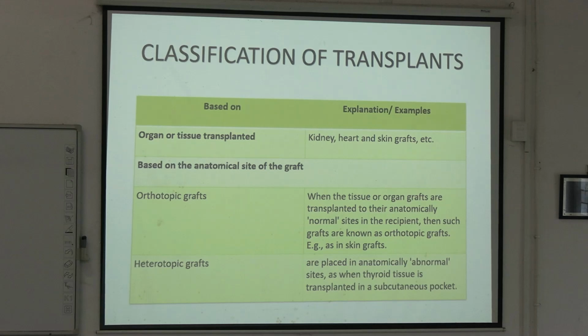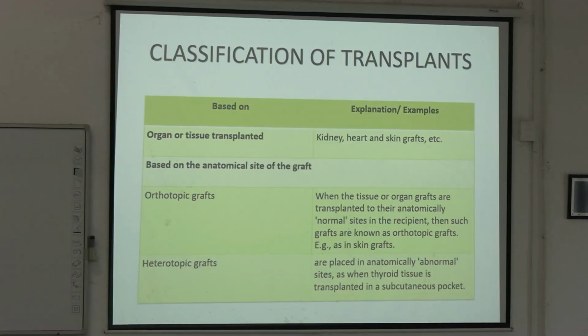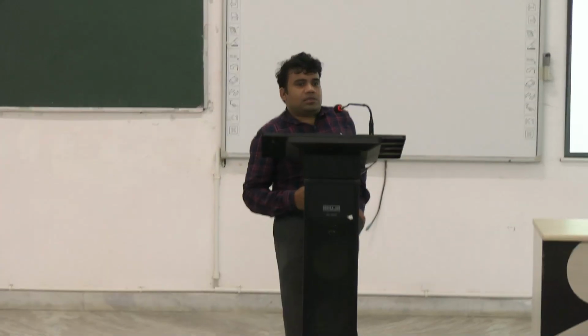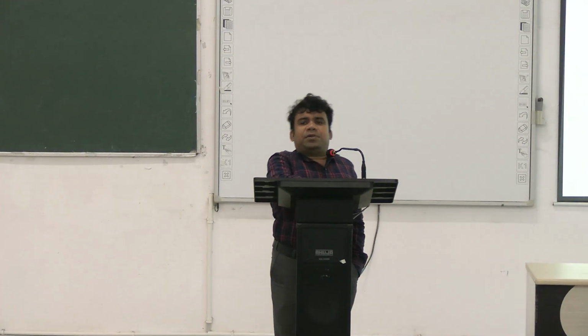First is based on the topography. Topography means position. So, we can divide into orthotopic graft or heterotopic graft. Ortho means correct or standard. So, when we are replacing an organ in the same place, we call it an orthotopic graft. For example, the skin. Any part of the skin which may be damaged, either by burns or any other lesions, and when the skin is grafted over the same place, we call it an orthotopic graft.